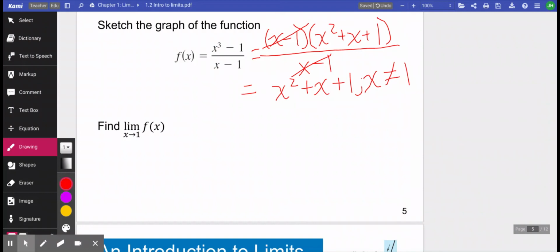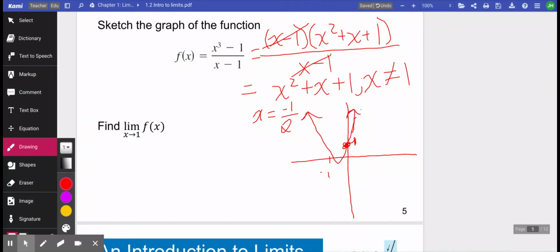So if we're going to go ahead and sketch that, we just need a really rough sketch of it. We know it opens up. We know the y-intercept is at 1. We know the vertex. Where's the vertex? Negative b over 2a. All right, so it's at negative 1/2, somewhere over here. And your graph is opening up. It's going to look something like that.